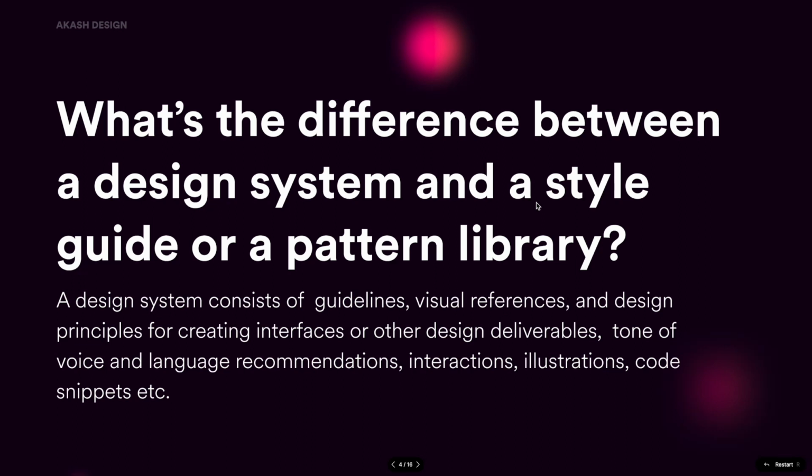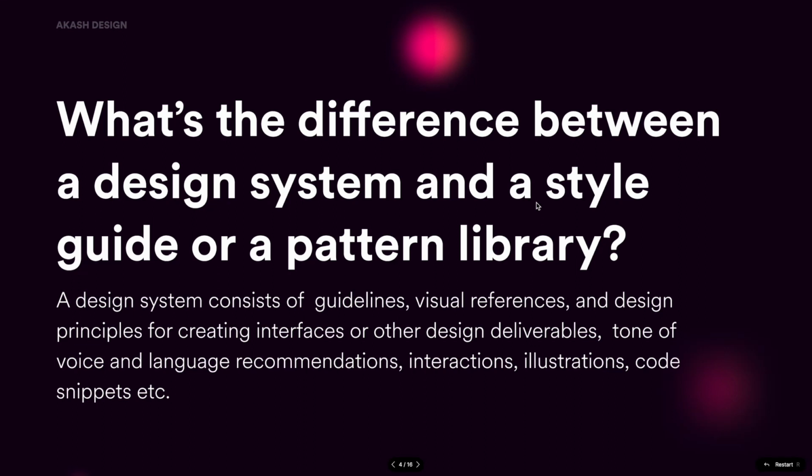A style guide or a pattern library is mostly UI centric, and it's exactly what you build in Figma. So it's mostly those color, typography, UI elements like buttons, checkboxes, input boxes, right? All of these things are basically style guide and pattern library.